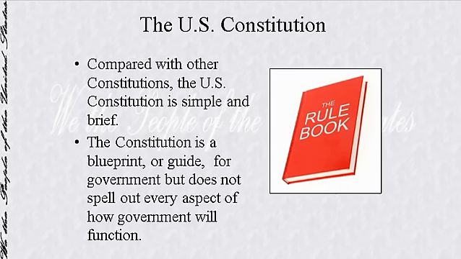So remember, the Constitution is kind of like the rule book of the United States. It decides how the United States functions and lays out all of the rules for what can happen and what can't happen. Compared with other constitutions, the U.S. Constitution is actually pretty simple and not that long. It's a blueprint or a guide for government, but does not spell out every aspect of how government will function. So it's just basically a guideline. It's kind of like when you get a video game and you have the thing in the front that tells you what all the buttons do and what you can do in the video game. It's similar to that.